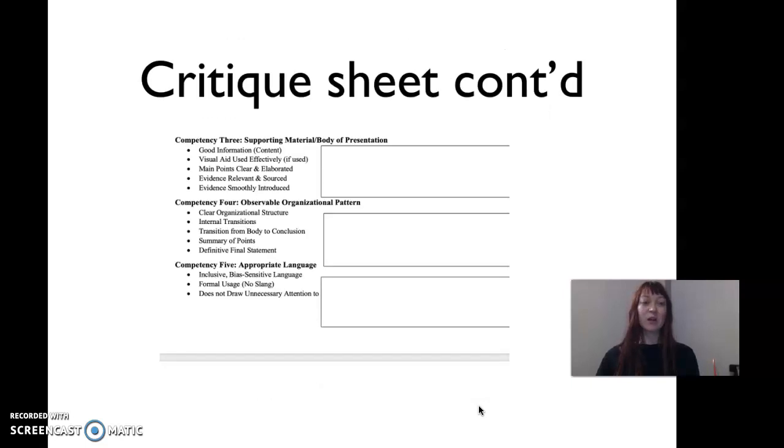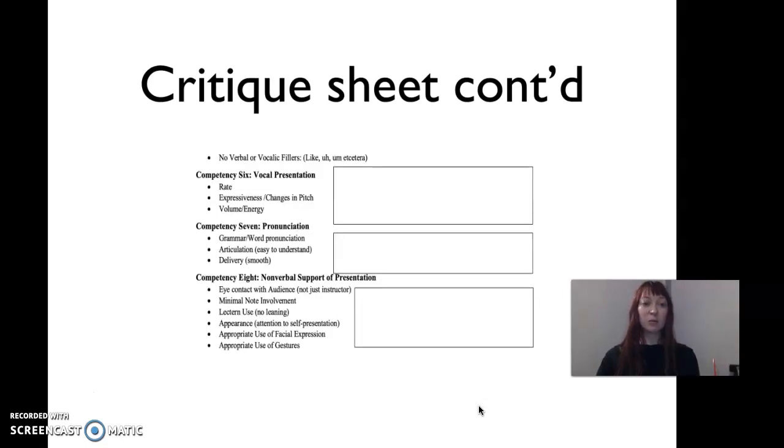Okay. And then competency 4, observable organizational pattern, competency 5, appropriate language, vocal presentation for competency 6, competency 7, pronunciation, and competency 8, nonverbal support of the presentation. So all the elements of each competency is contained within that section. So you'll see each of those 8 sections.